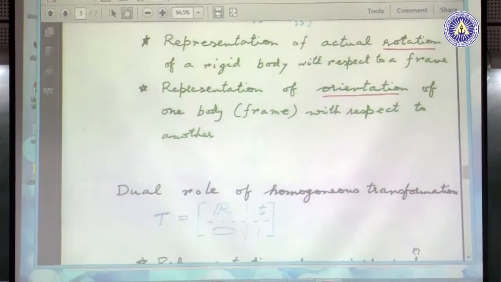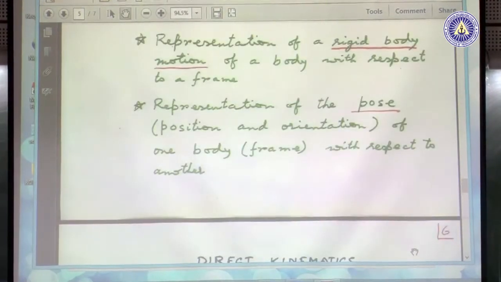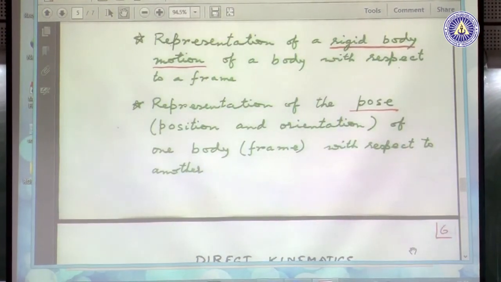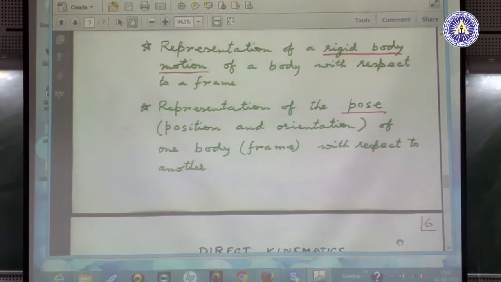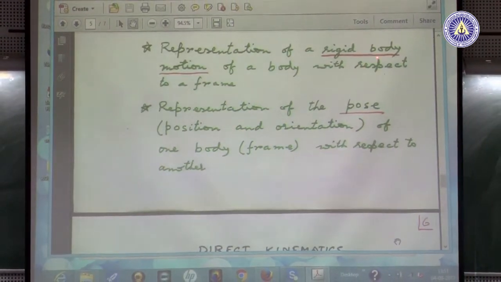And similarly, the dual role of the homogeneous transformation is that the same 4 by 4 homogeneous transformation matrix that represents an actual rigid body motion will also represent the position and orientation of the body after that motion has taken place.